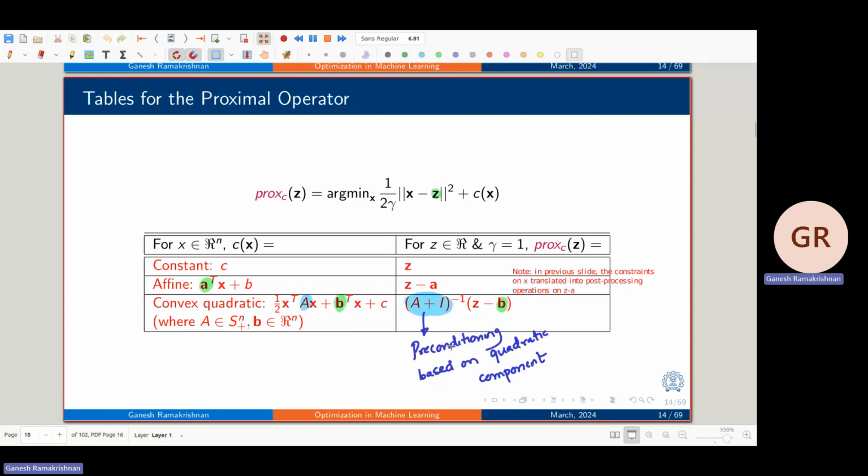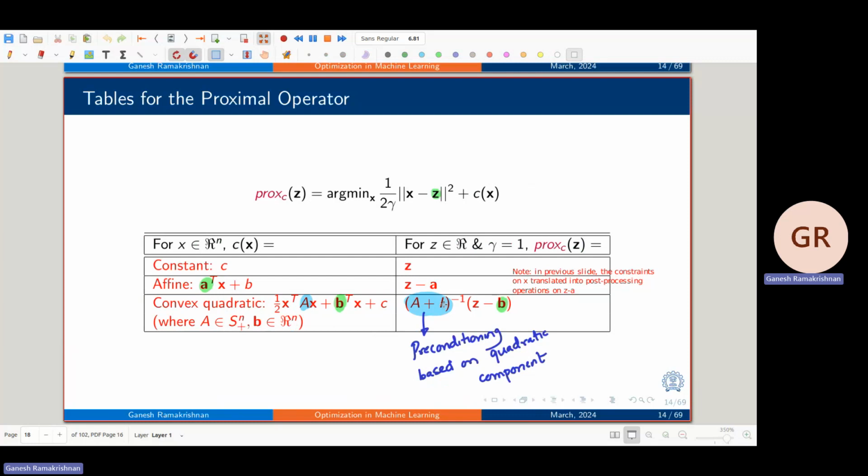So there's an interpretation here as well. The A plus I whole inverse is a kind of preconditioning. So there's a quadratic component here, which is sitting as a penalty. And the resultant prox update is saying, well, I'll take z minus b, but I would like it to have a certain transformation in the space, and that transformation is often known as preconditioning. So it's creating this orientation. Now this orientation also has an I. So basically, you're trying to ensure that the resultant output is better conditioned.